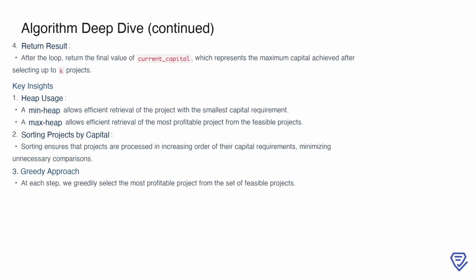Second, the max heap for profits_heap allows us to always prioritize the most profitable project from the set of feasible projects. Sorting the projects initially by their capital requirements minimizes unnecessary comparisons, as we process projects in the order of their capital constraints. This approach is inherently greedy. At each step, we select the most profitable option available, ensuring that we maximize our capital growth incrementally. This combination of sorting, heap operations, and a greedy strategy forms the backbone of the solution.